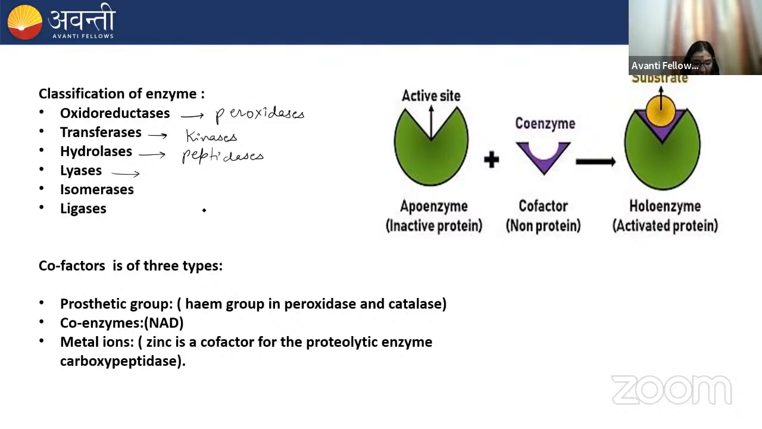Next is lyases. They catalyze the removal of a group from substrate by mechanisms other than hydrolysis. Examples of lyases are aldolases. Isomerases catalyze the interconversion of optical, geometric, or positional isomers. Examples of isomerases are epimerases. Next is ligases. They catalyze the linking together of two compounds. Examples of ligases are carboxylases.